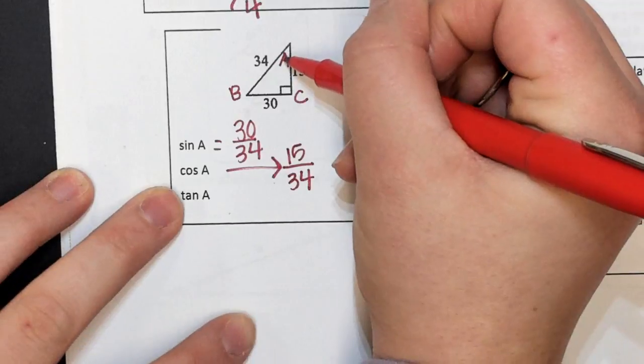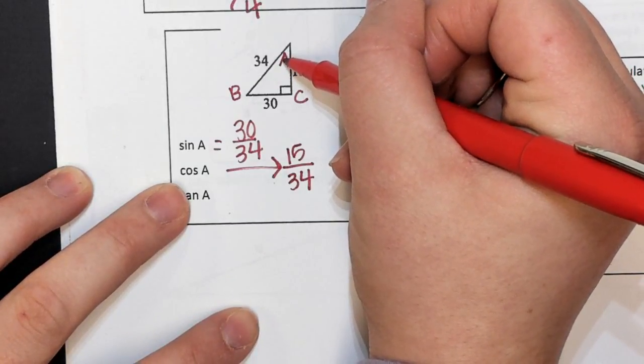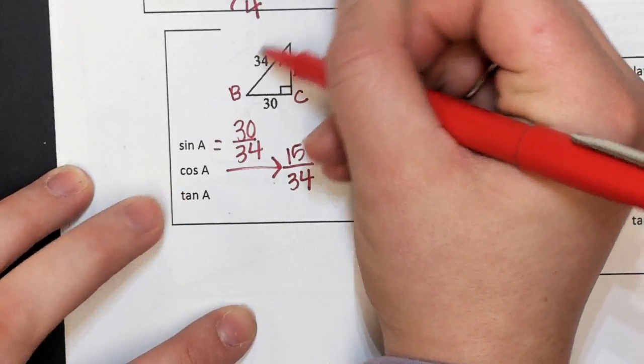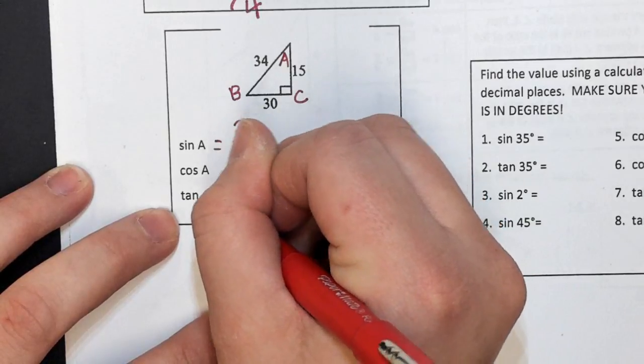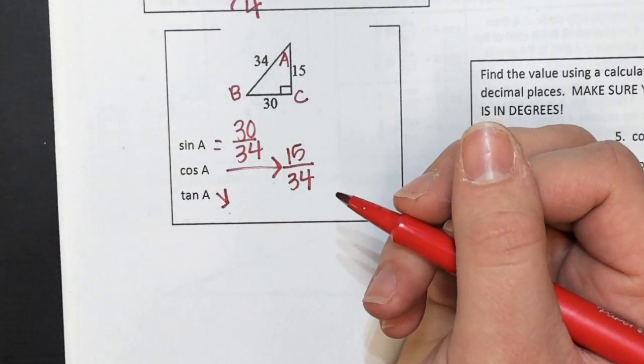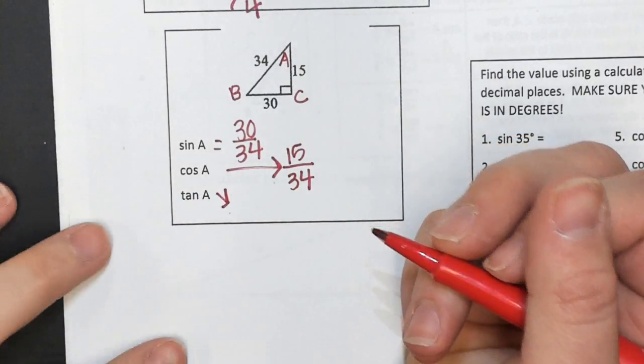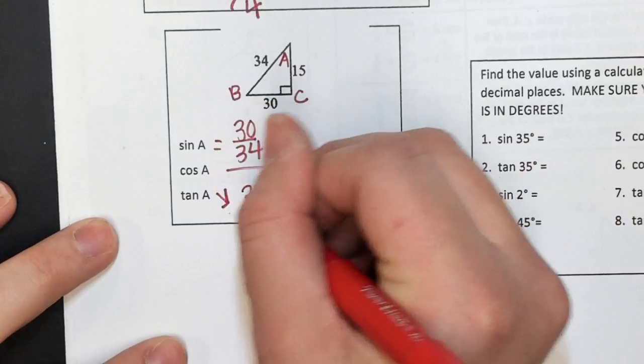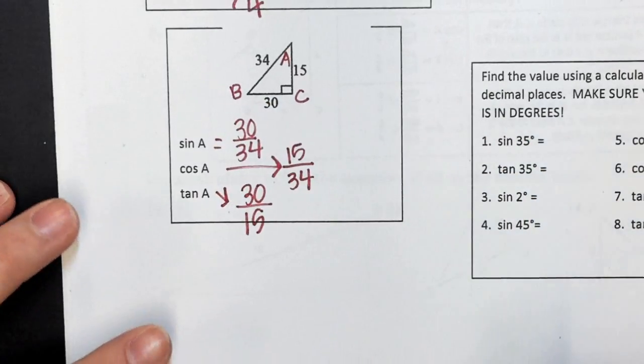Cosine of A. So this is A. Cosine is adjacent, which is 15 over hypotenuse, which is 34. Good. Tangent. Emma. 30 over 15. Just getting easier to set it up?